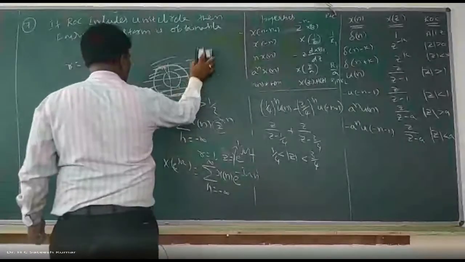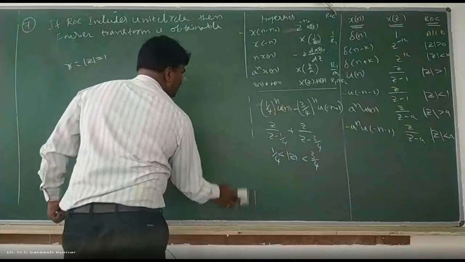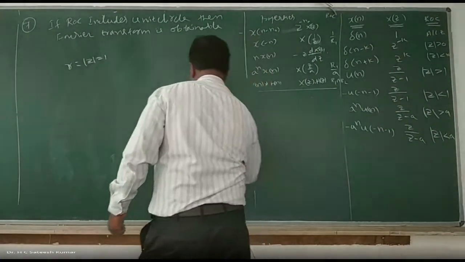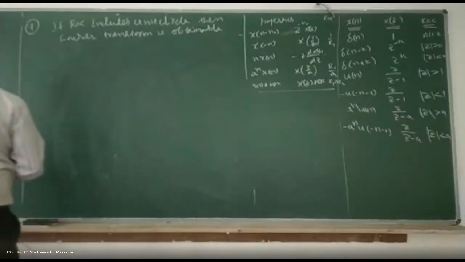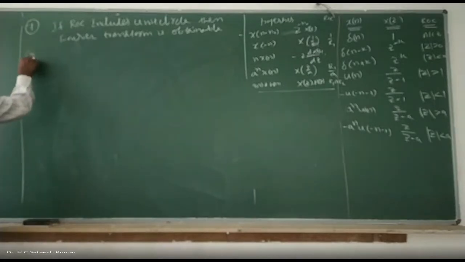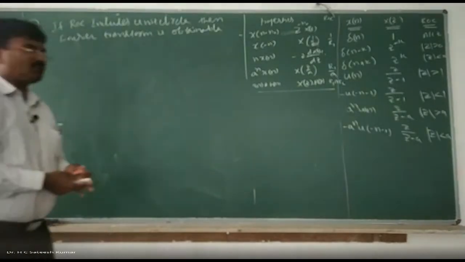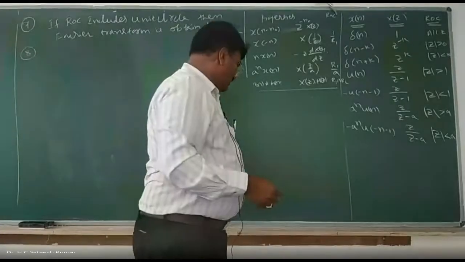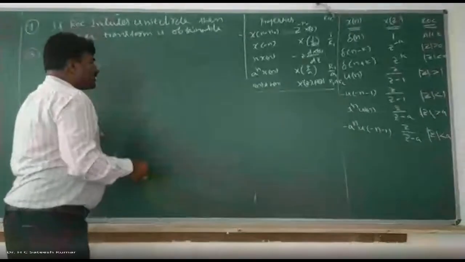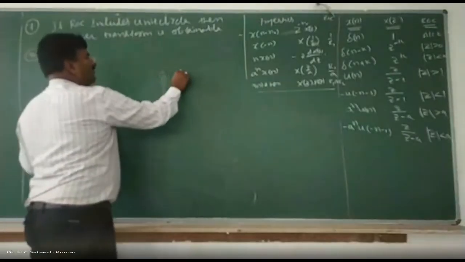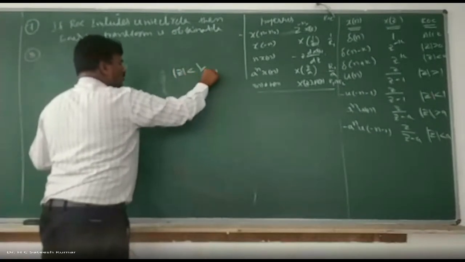Therefore, you can write it: the ROC should include the unit circle, we said. Next, the 8th one, and even stability we can verify easily. Stability: one more example for the 7th one, for example let us say mod z less than half. Mod z less than half, what do we have?